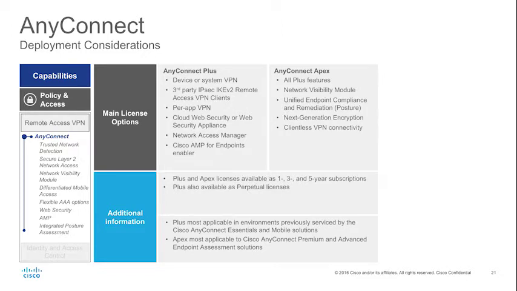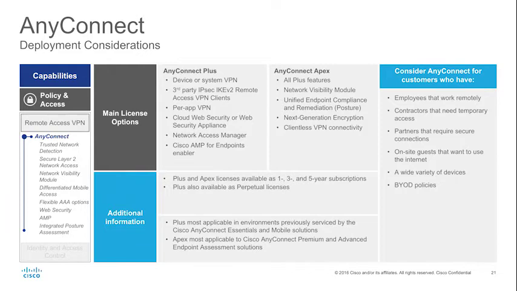The Apex license offers remote access connectivity, clientless access, and posture assessments to make sure each device meets company policy as it connects. Plus and Apex licenses are available as 1, 3, and 5-year subscriptions, and Plus is also available as perpetual licenses. Plus and Apex correspond to the previously available licenses known as Essentials and Premium. Plus is most applicable in environments previously serviced by the Cisco AnyConnect Essentials and Mobile Solutions, and Apex is most applicable to Cisco AnyConnect Premium and Advanced Endpoint Assessment Solutions.